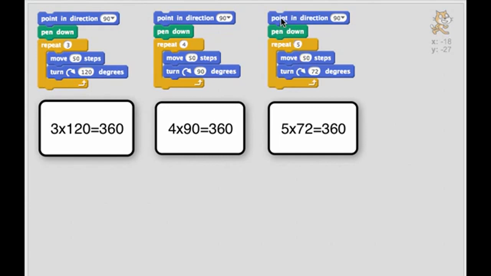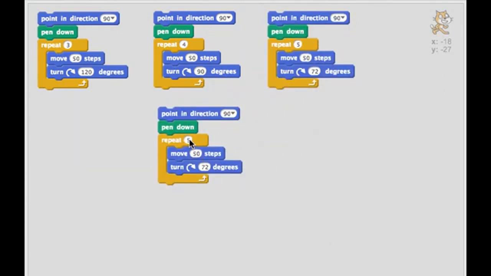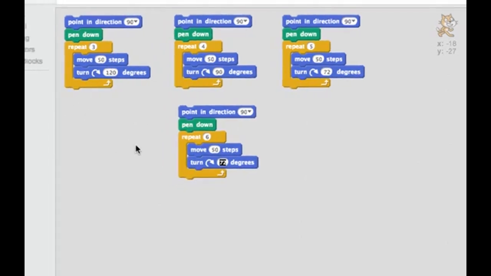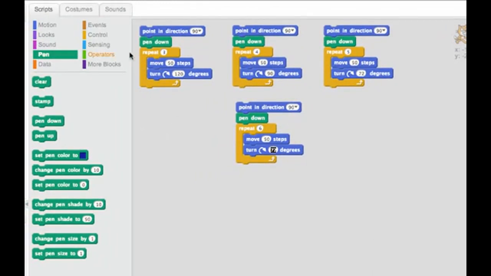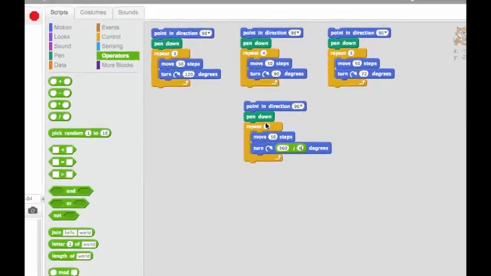Let's see if we can use that to figure out how to draw a hexagon. So I make a copy, and I know I need to repeat 6 times because I have 6 sides to my hexagon. To figure out how many degrees I put in there, what I want to do is 360 divided by 6. I can have Scratch do the math for me, and I can just say 360 divided by 6. Let's see if that works.